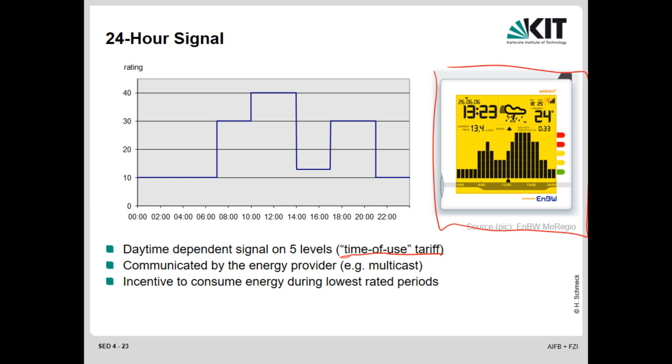And this tariff can be communicated by the energy provider, and so you have an incentive to consume power at the lowest rated periods, so just consume power at those times. No, that doesn't work, but maybe rather after 2 o'clock and not between 10 and 12 or 11 and 2 o'clock or something like that. Yes?